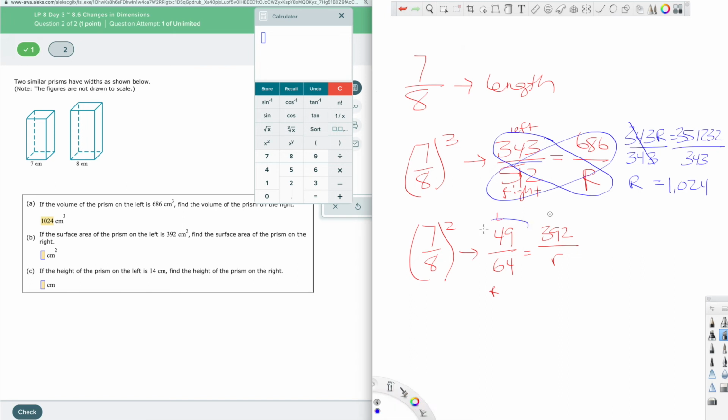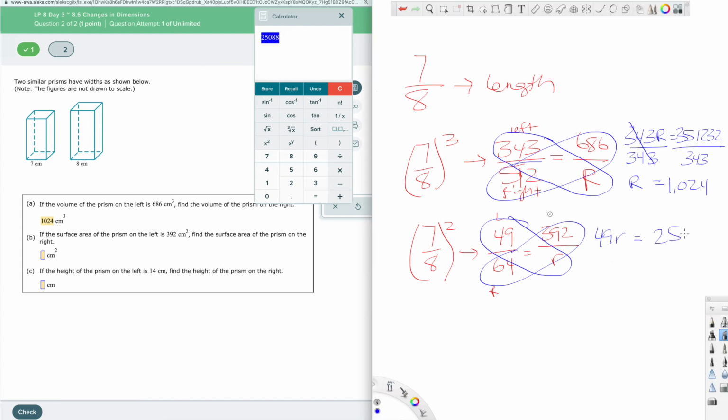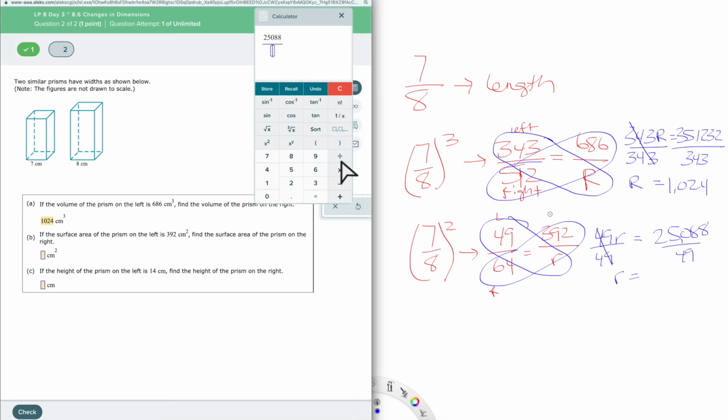So I have 49 times R, so that's 49R equals, and we have 392 times 64, and that's 25,088. I'm going to divide by 49 on both sides because it's 49 times R. So 49 divided by 49 cancels out, and I have R equals 25,088 divided by 49 equals 512. So now I have 512 centimeters squared. And again, we had 392, we have 512. That makes sense. This guy's smaller, this guy's larger, so it would have more surface area.